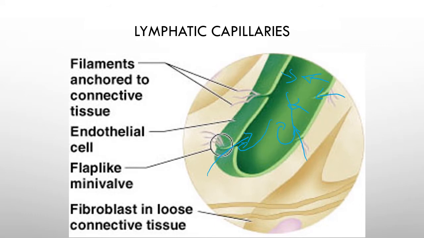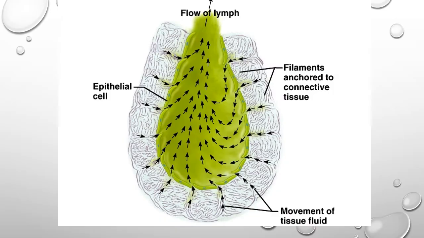To help to hold them in place, we do have these little filaments here. So we have some collagen connective tissue fibers that are there, and that's going to help to hold them in place next to blood vessels, next to other tissue, depending upon where they are. And that'll maintain their position within the tissues as well. Here is a little bit closer up view of essentially the end of a lymphatic capillary.